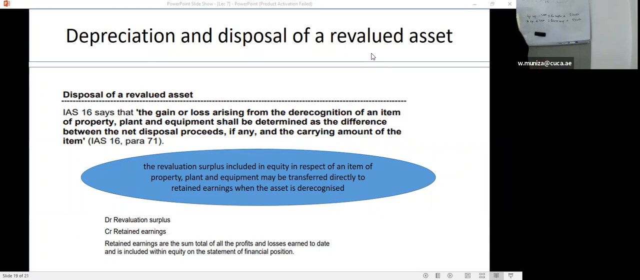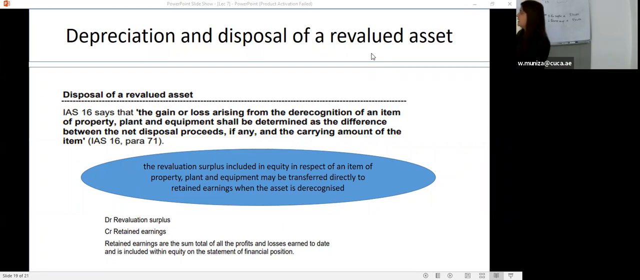Together with that, one more accounting entry, that is debit revaluation surplus, credit retained earnings. This accounting entry is telling us that we are de-recognizing the relevant revaluation surplus related to the asset which has been disposed of.